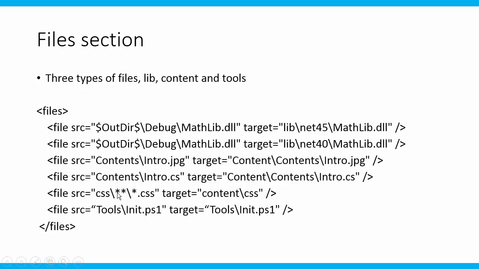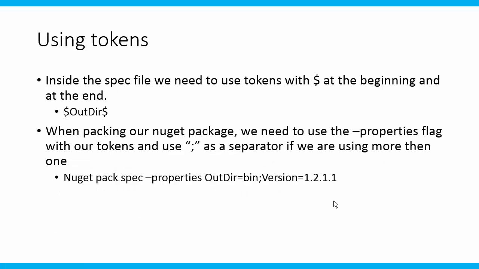Another example would be CSS, where I would want to get anything called star.css in any subfolder of the CSS root folder, and then basically just send them all to the CSS directory inside of the application that will actually consume this package.